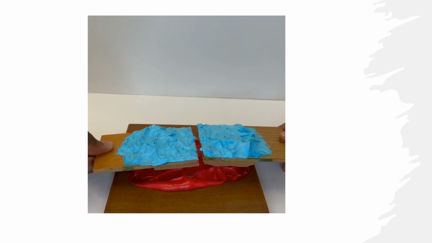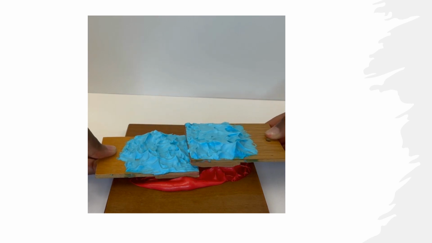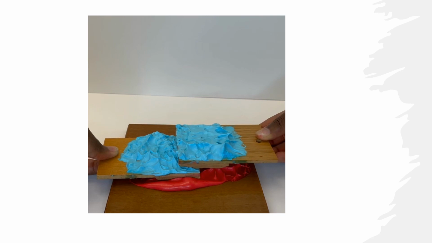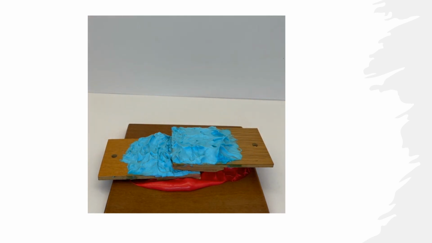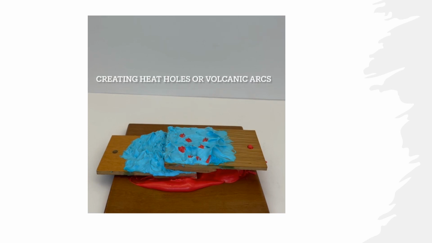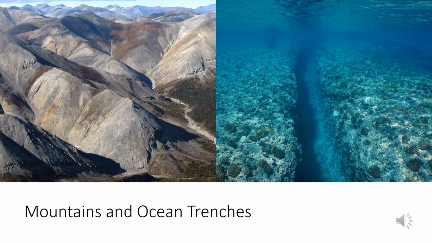Remember, these plates will move towards each other, colliding, resulting in oceanic lithosphere descending beneath an overriding plate, eventually to be reabsorbed into the mantle or possibly in the collision of two continental blocks to create a mountain belt. This results in heat holes or volcanic arcs and causes mountains, volcanoes, and ocean trenches. Here are some real-life examples of mountains and ocean trenches formed by divergent plate boundaries.